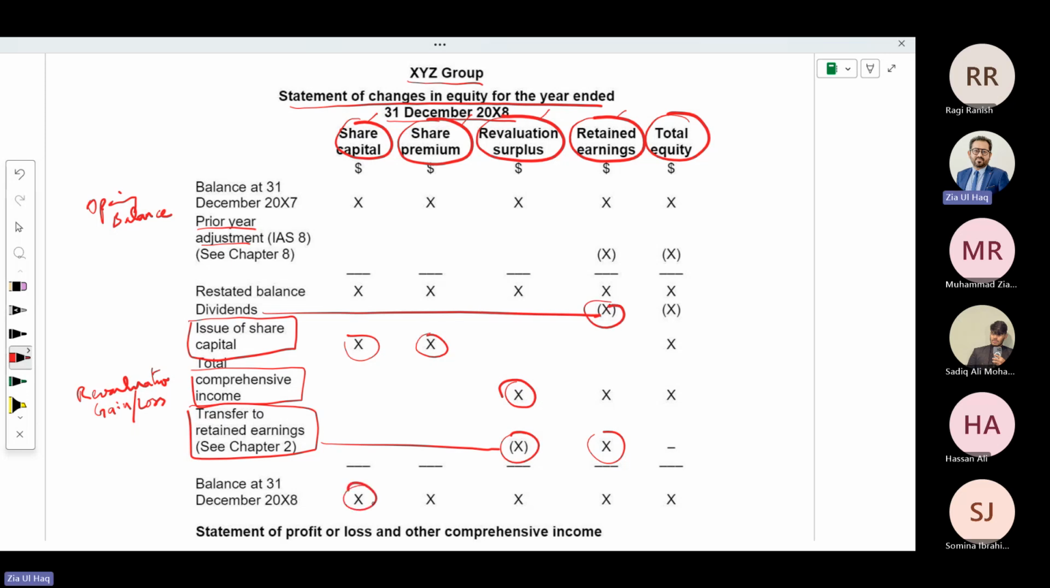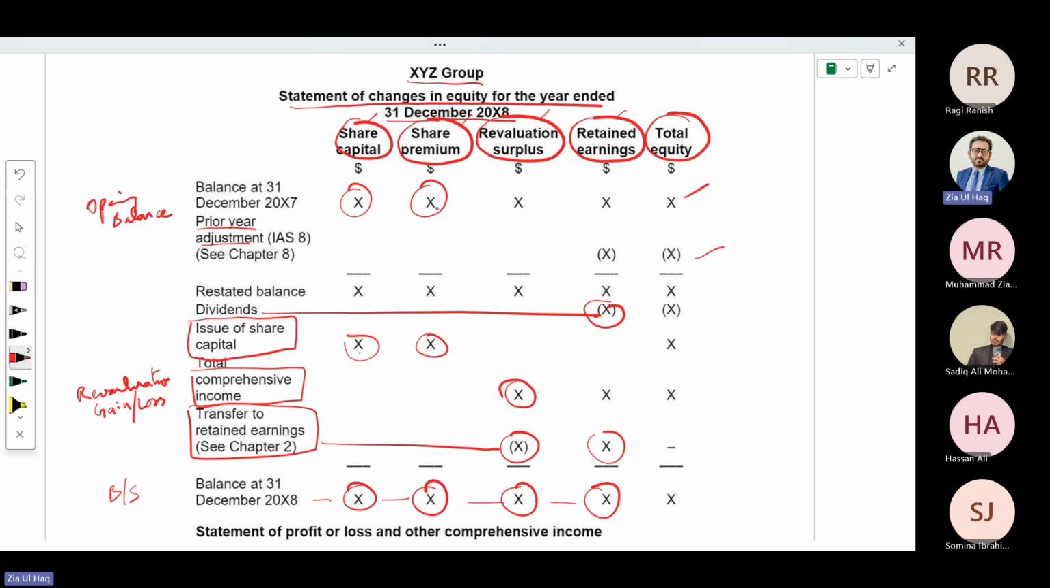And then we need to find the closing balance of all four, that will be recorded under the balance sheet, meaning the statement of financial position. So opening balance, prior year adjustment, any dividend paid will be deducted from retained earnings. Any share issue will be recorded under share capital and share premium. Any revaluation surplus, gain or loss should be recorded under revaluation surplus. And then there will be the closing balance that will be transferred to the balance sheet under the head equity.